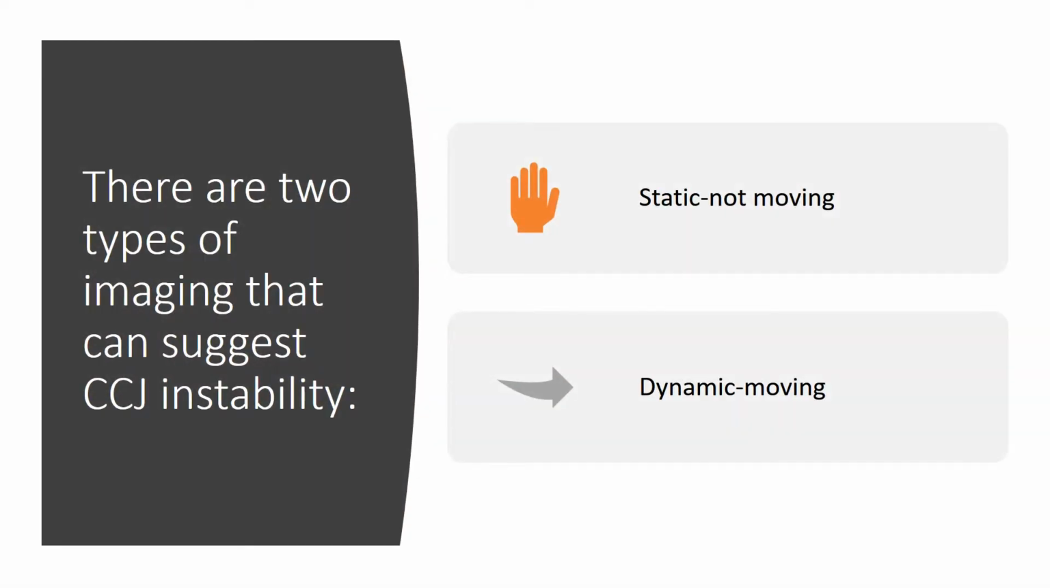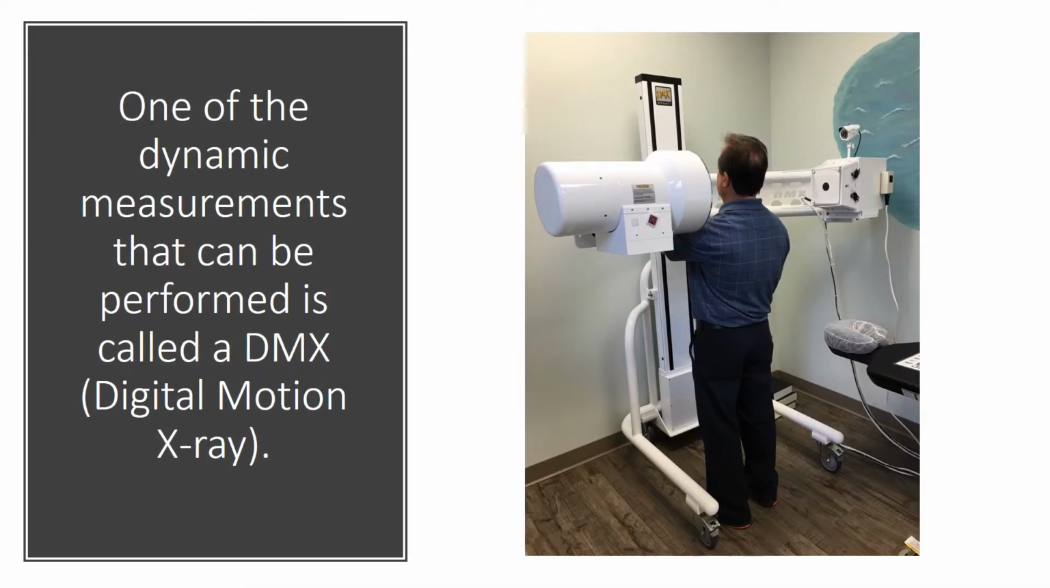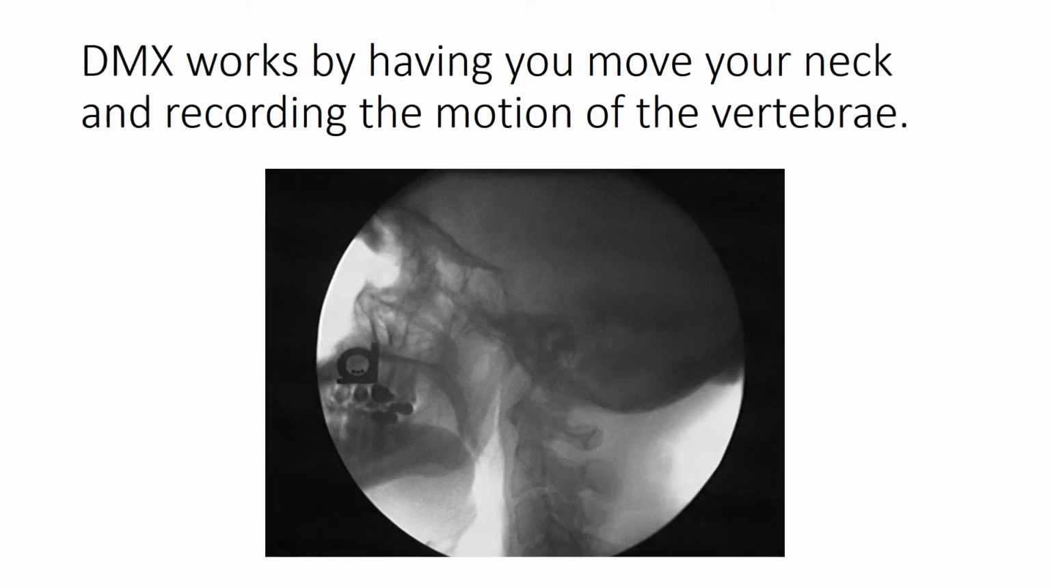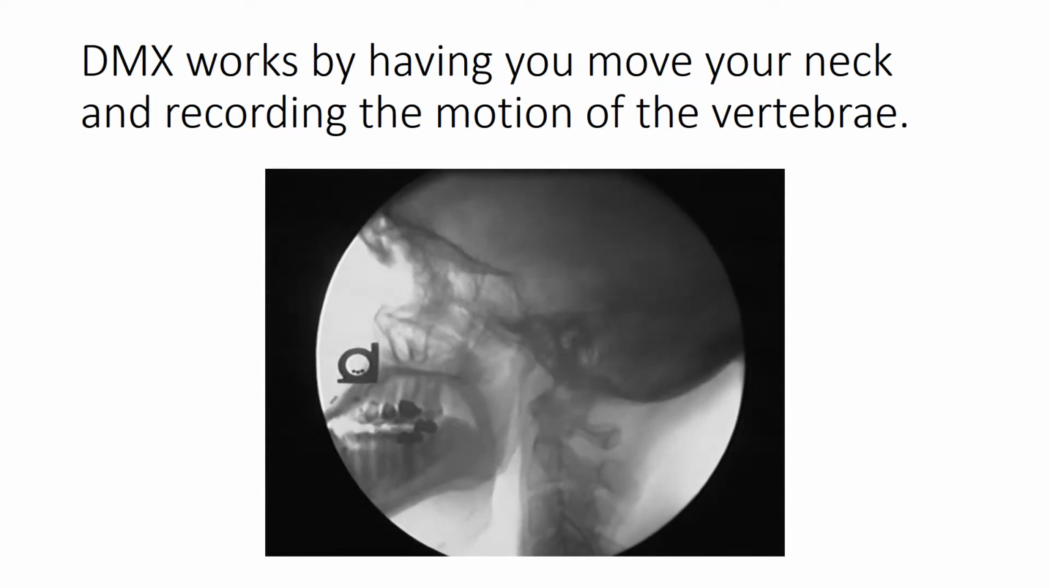And there are two types of imaging that can suggest CCJ instability. One is static, non-moving imaging. The other is dynamic or moving imaging. Obviously, since this is a dynamic problem, meaning it's unstable and things are moving, then moving imaging obviously probably has a role here. And one of those dynamic measurements that can be performed is called a DMX, and that stands for Digital Motion X-ray. So DMX works by having you move your neck and recording the motion of the vertebra.